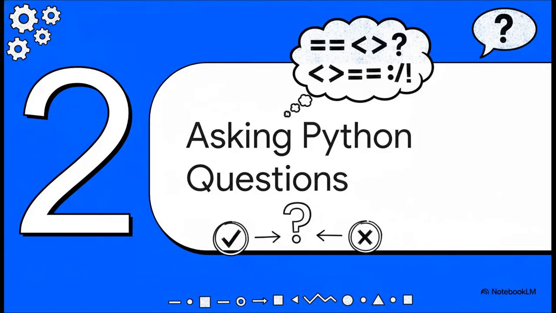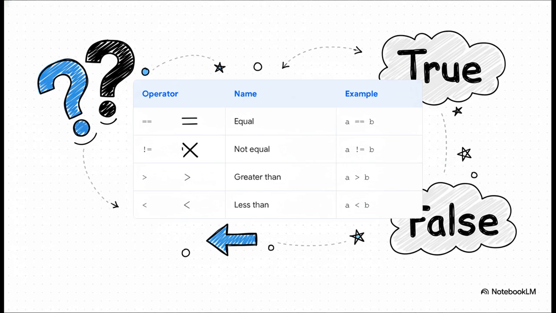Okay, so we've done some math. That's cool, but the real power of programming, where it all comes alive, is in making decisions. So now we're going to look at the operators that let us ask Python questions and actually get answers back. And these are our comparison operators. Now, the big one to watch out for here is the double equal sign. We use that to check if two things are equal, which is totally different from the single equal sign we use to assign a value.